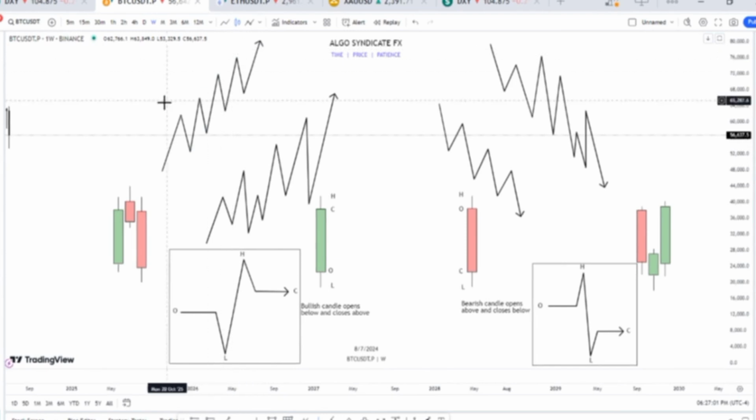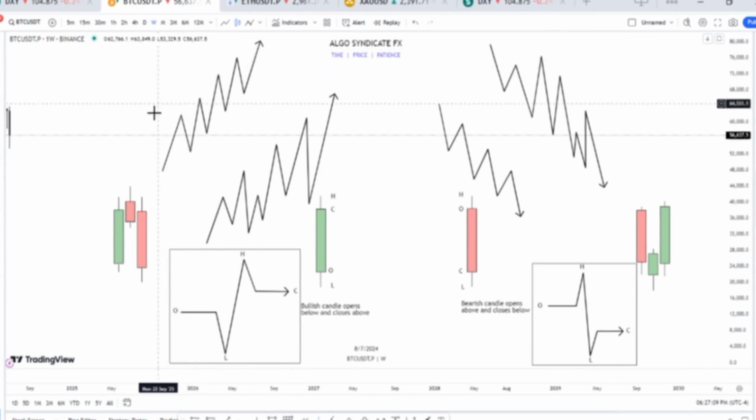This is a textbook representation of an uptrend. Price movement in the upward direction is called bullish movement. And you're not going to see this kind of textbook representation most times. Instead, you're going to be seeing this representation.